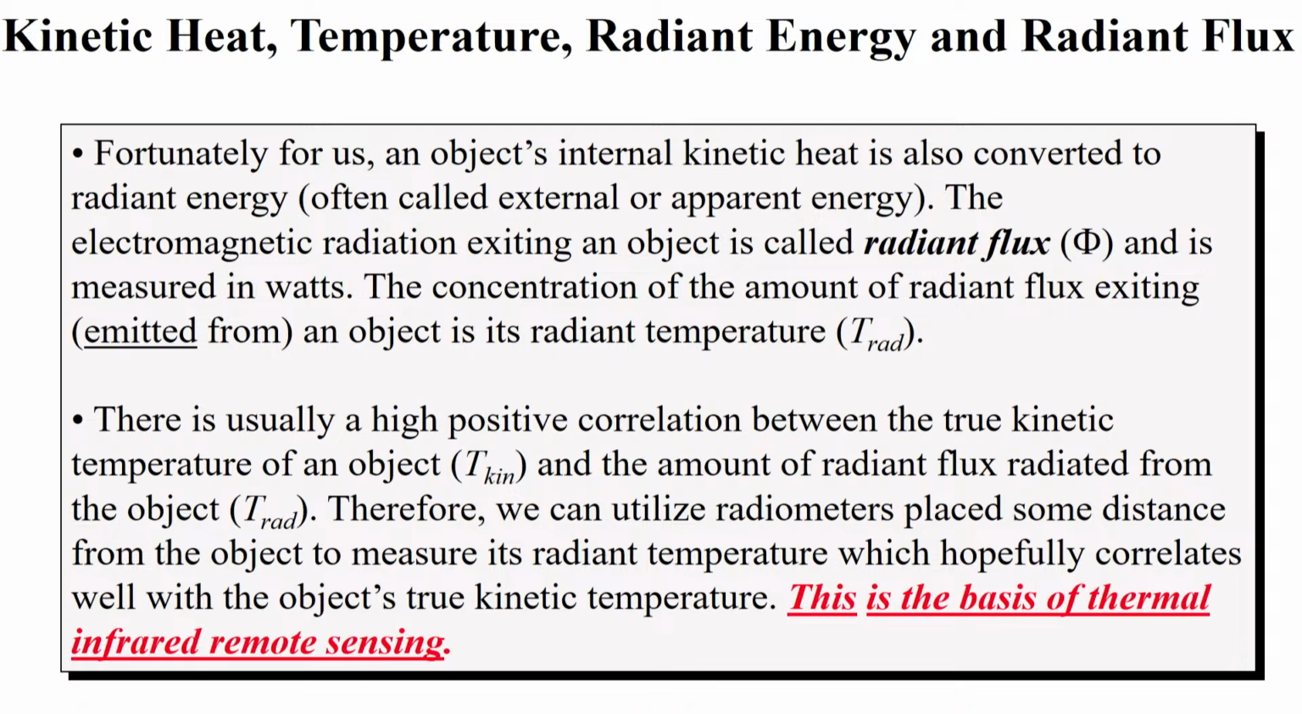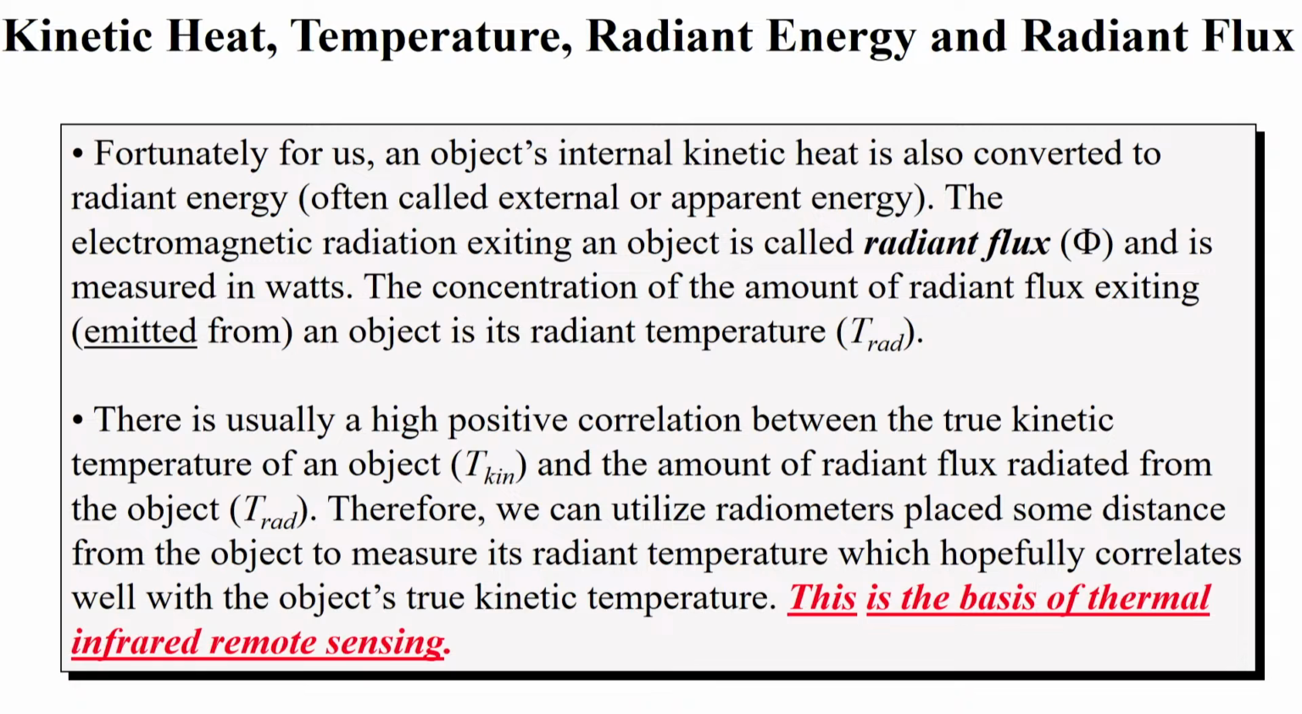Now, fortunately for us, an object's internal kinetic heat is also converted to radiant energy, because there is a strong relation between kinetic energy and radiant energy. The electromagnetic radiation exiting an object is called the radiant flux and is measured in watts. The concentration of the amount of radiant flux exiting an object is its radiant temperature.